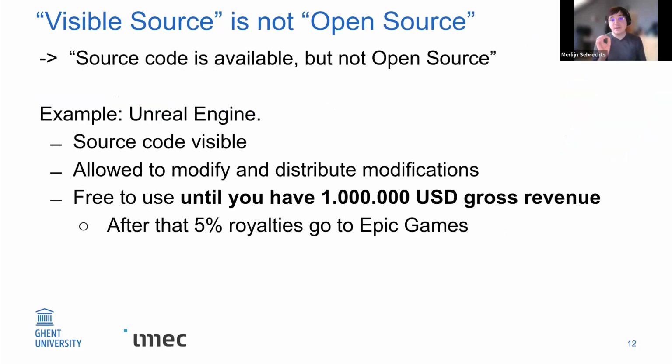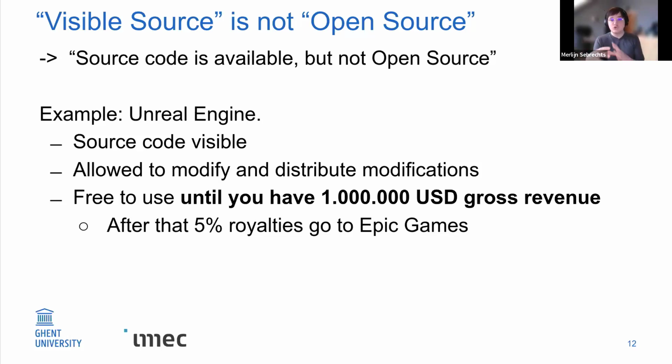And so it's very important to make the distinction between visible source and open source. There is a lot of source code that is available to read, but that is still not open source. A great example of this is the Unreal Engine. The Unreal Engine is a very popular game engine. A lot of very popular games are built on top of it. And if you go to GitHub, you will actually be able to see the Unreal Engine source code. That's because the Unreal Engine is visible source.